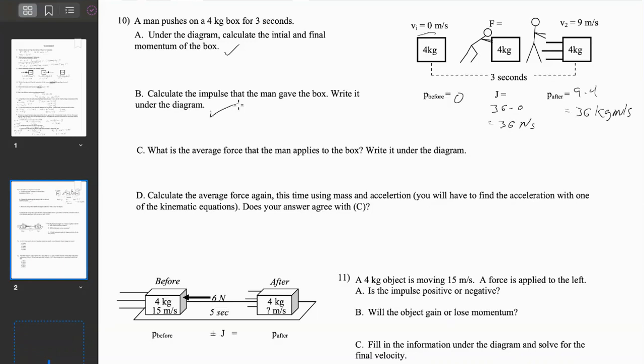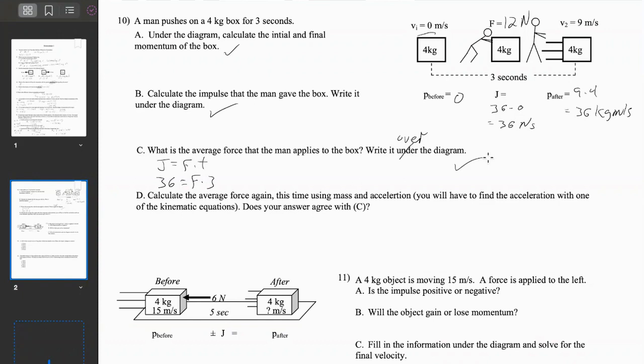What is the average force that the man applies to the box? Write it under the diagram. So we know that impulse is force times time. The impulse is 36, we figured that out a second ago, and it is equal to force times time. Time is 3, they tell us that. So 36 divided by 3 should give us 12 newtons. And I put it over the diagram because they gave us a place to enter that, where they say force is equal to 12. So let's just fix that in the question.